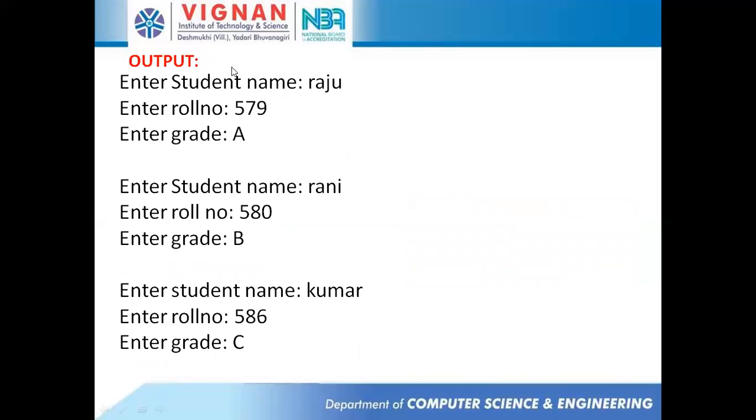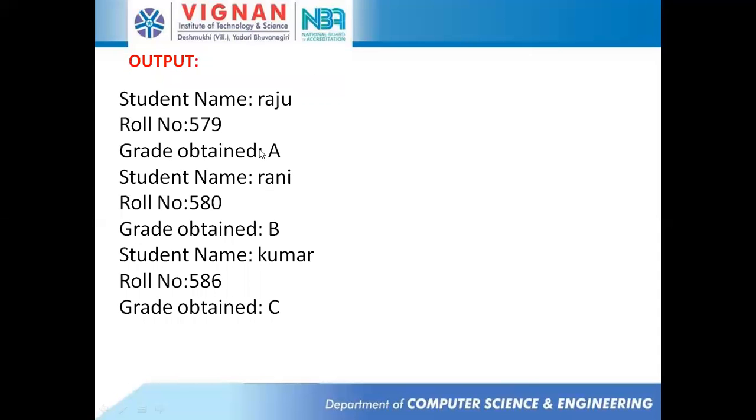So this is the expected output which we will get from this program. First we have to read the 3 student details here. So enter student name, enter roll number, enter grade. These are the first student's details which we have to read. Next, the second student, again enter student name, roll number, grade, and the third likewise. So we have read the 3 student details, and then we have to display those. These 3 students' details are displayed again: student name, roll number, grade obtained.